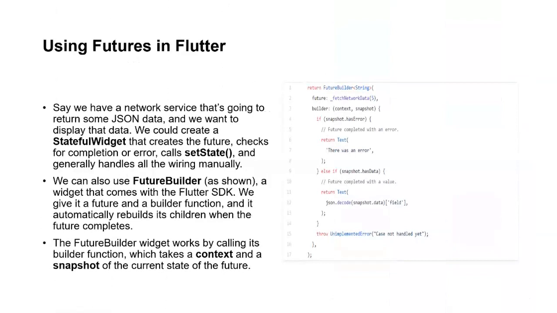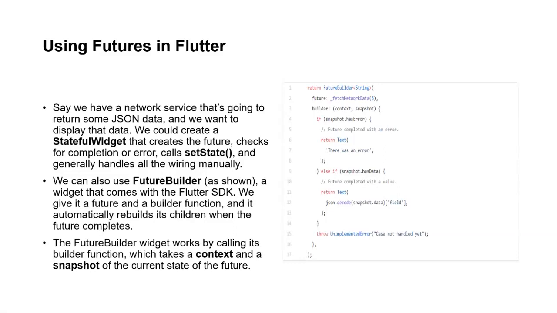Say we have a network service that's going to return some JSON data here. The JSON data will have some fields, and we want to display that data. So there are two ways we can approach this. One of them will be our basic way of using the stateful widget. That's where we create the future, we check the completion or error, and we call the setState method and generally handle all the wiring manually.